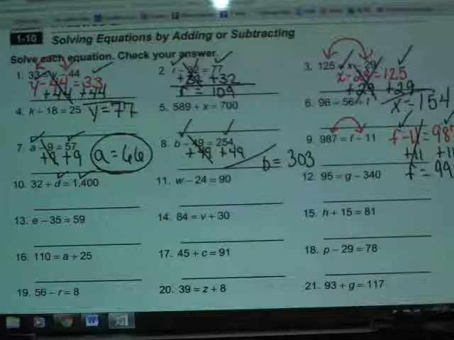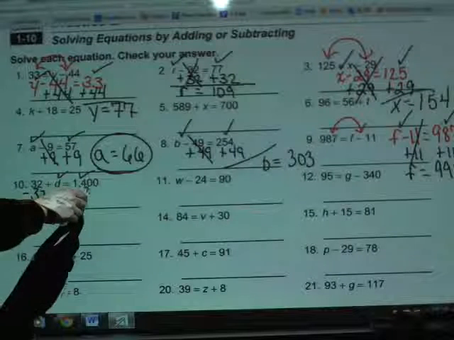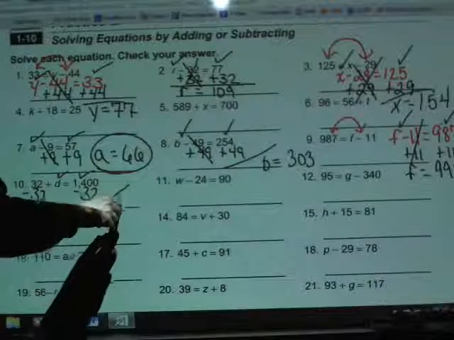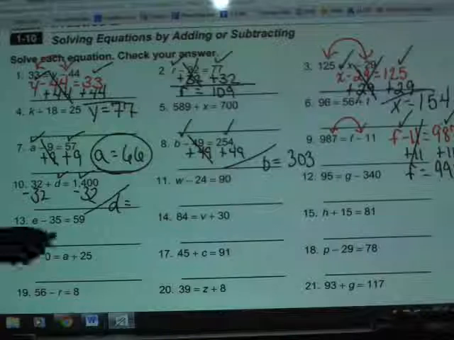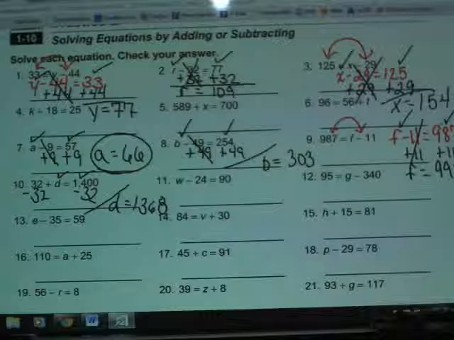What type of number is 32? 32 is a positive number. Well, again, I want to be thinking about opposites because that's how I'm going to move something to the opposite side here. So the opposite of a positive is a negative, and then I want you to think, what do negatives look like? Well, negatives look like subtraction signs, and that's why I'm going to end up subtracting 32 here on both sides to solve. And when I do that, I'm going to end up with 1368 for D.